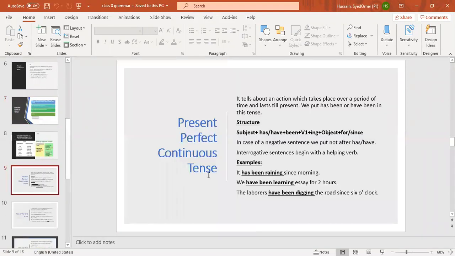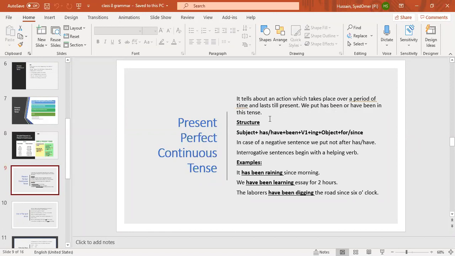Now this is a new topic: present perfect continuous tense. This is a new tense for you because we didn't do it in class 7. Present perfect continuous tense tells about an action which takes place over a period of time. It involves a time period like 2 months, 3 days, 1 month, 1 week, 2 hours, morning, evening, night, last week, last night. We put has been or have been in this tense.